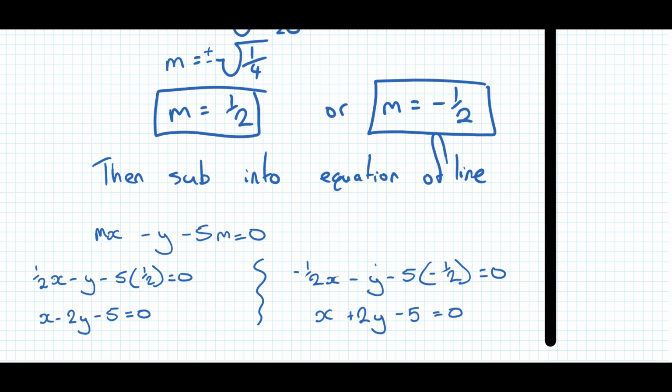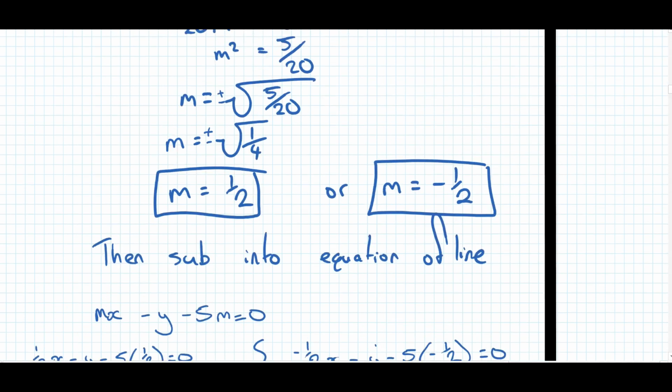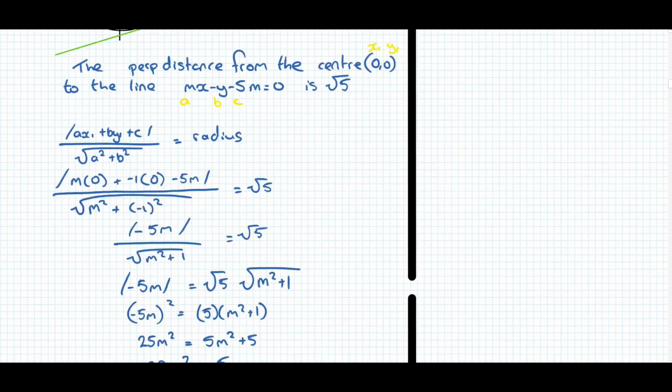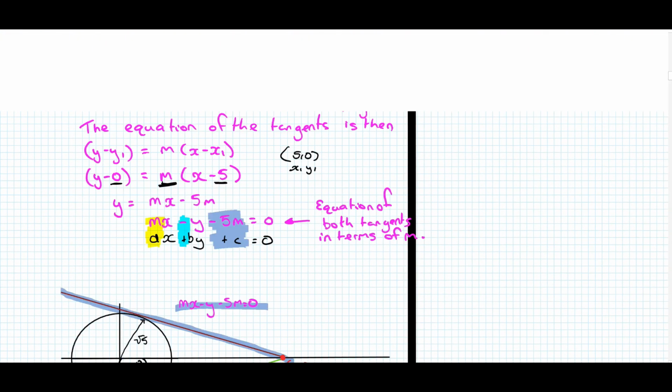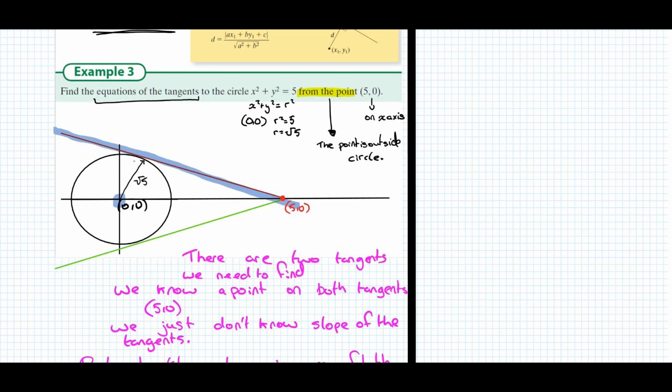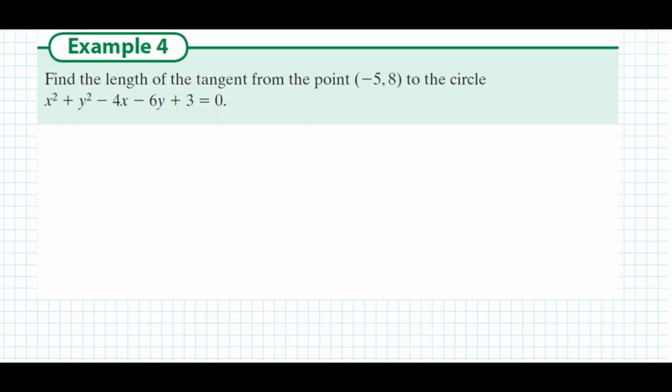And they're the two equations of the tangents. So bringing it back to the start, even further back, they're the equations of both tangents in this case. And finally, the last type of question that you might come across: find the length of the tangent from the point.